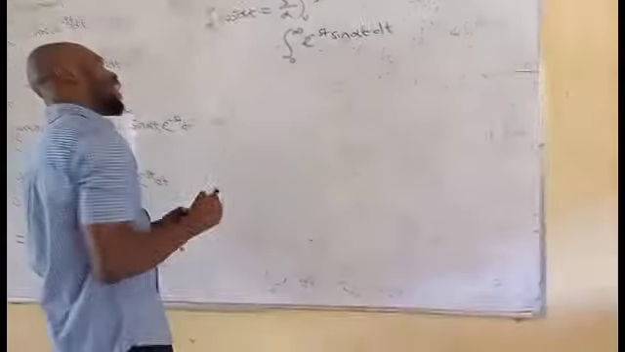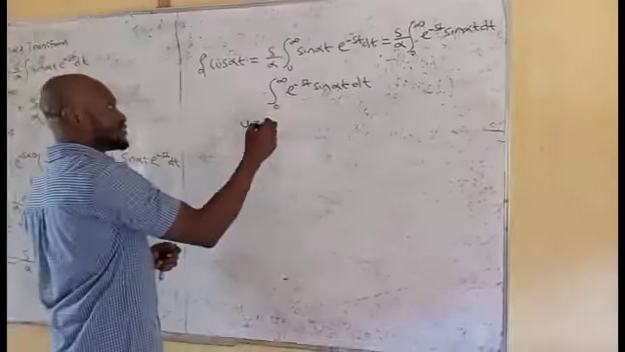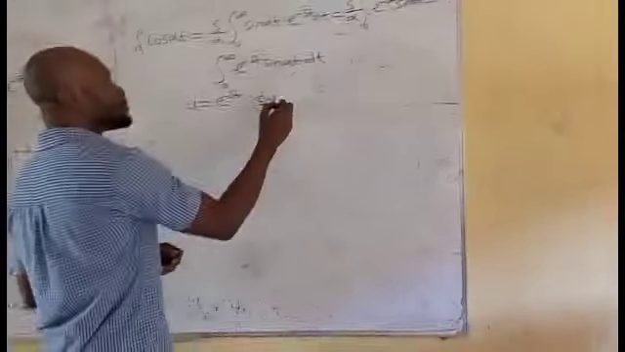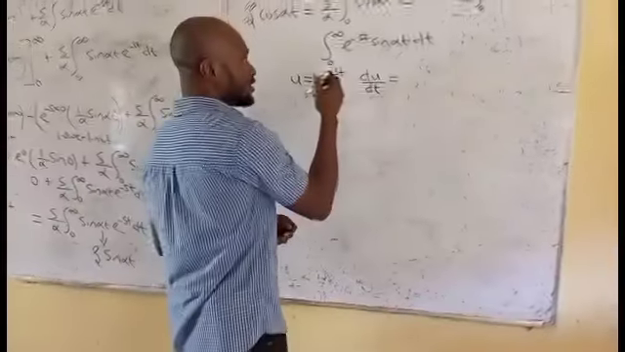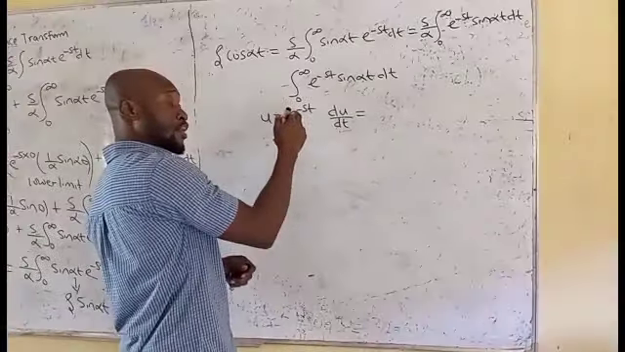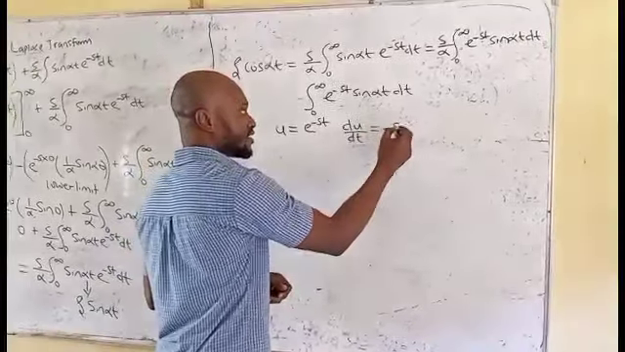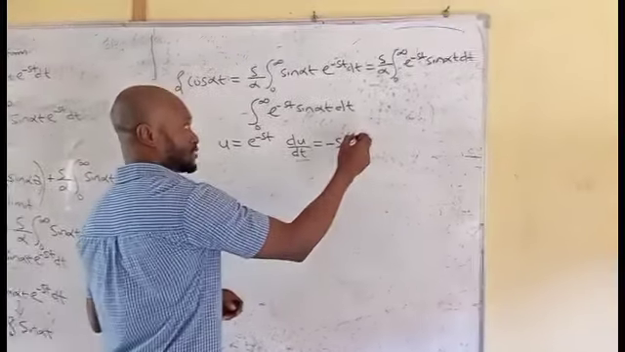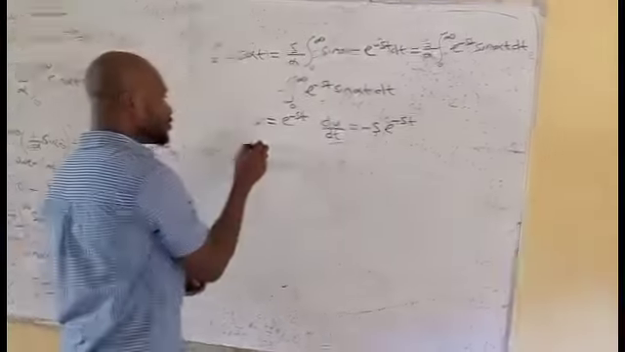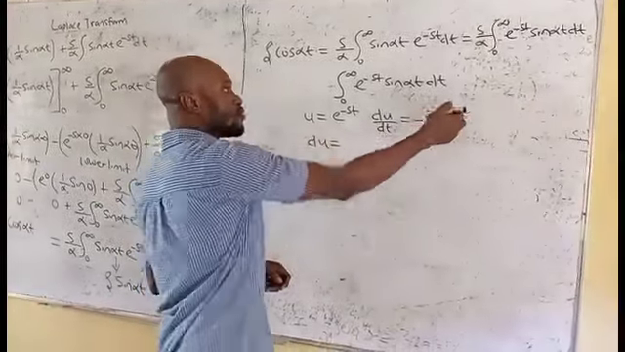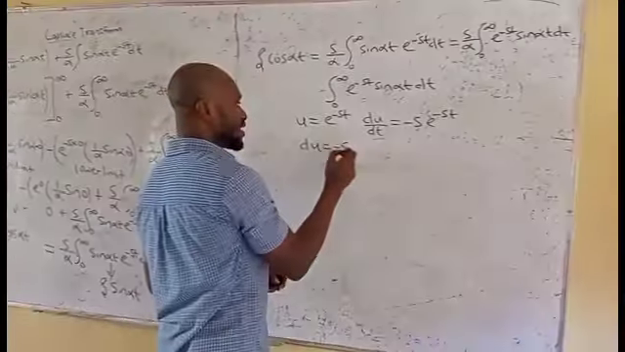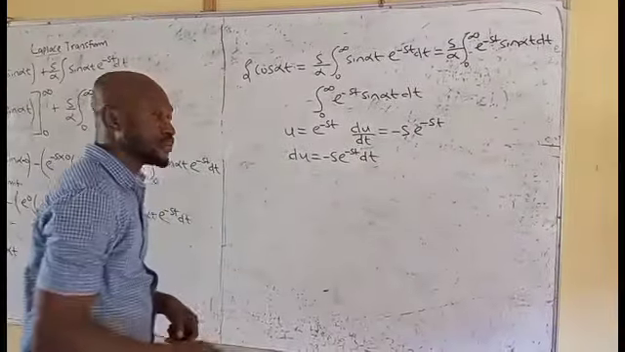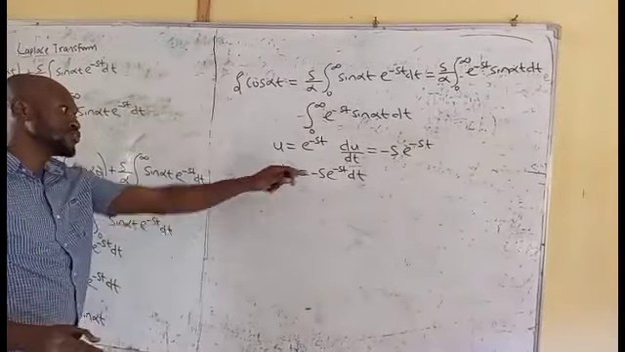So now I'll still take my u as e raised to power minus st. If I differentiate my u with respect to t, the constant is minus x. It will be minus x times your exponential, still with the same power, minus st. So the du will now be minus x e raised to the power of minus st times dt. You understand?